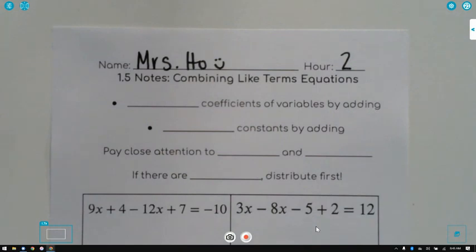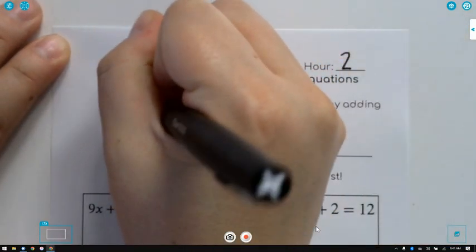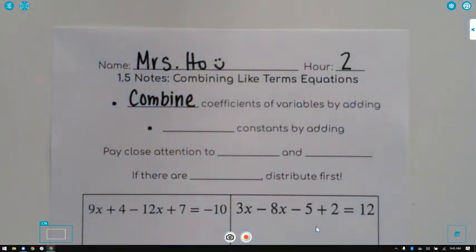Okay, a few notes. We combine the coefficients of our variables by adding. There were times where you probably thought of it as subtracting, and that's because you were adding a negative. Instead of thinking of 6 plus negative 2, you just did 6 minus 2, and that's completely fine. So you can think of it as subtracting if you're adding a negative, but essentially you're combining by adding. Then, you also need to combine your constants by adding.